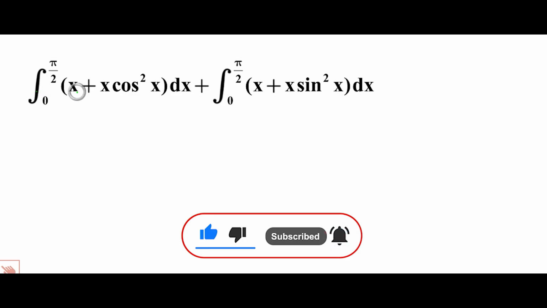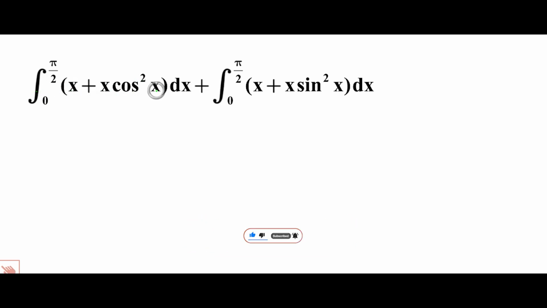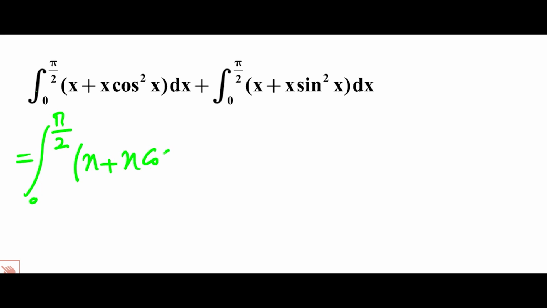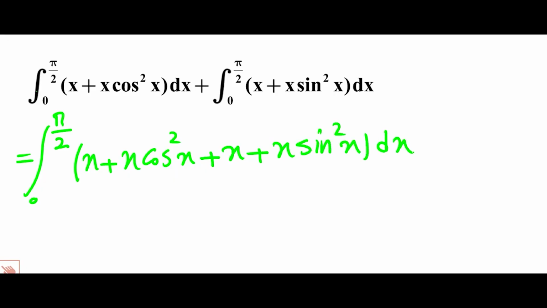Number 1, the integral of x plus x cosine squared x dx plus the integral of x plus x sine squared x dx from 0 to pi. Let's combine the two integrals, meaning the integral from 0 to pi over 2 of x plus x cosine squared x plus x plus x sine squared x dx. Now simplify inside the bracket.